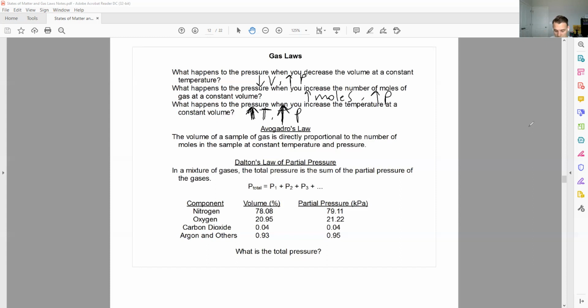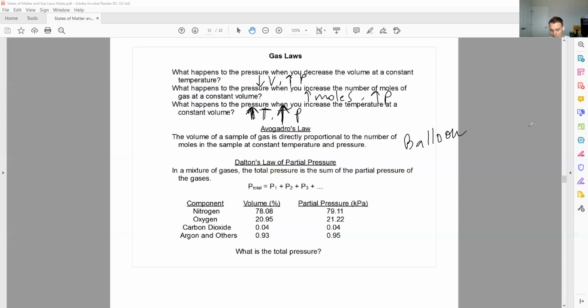Pressure is collisions. So Avogadro's law says the volume of a sample of gas is directly proportional to the number of moles in the sample at constant temperature and pressure. A good example of this would be a balloon. If I put moles of air into the balloon, the volume will increase. If I let go of that balloon, the volume will decrease as the moles escape. Okay, that's a simple one. No real calculations with Avogadro's law.